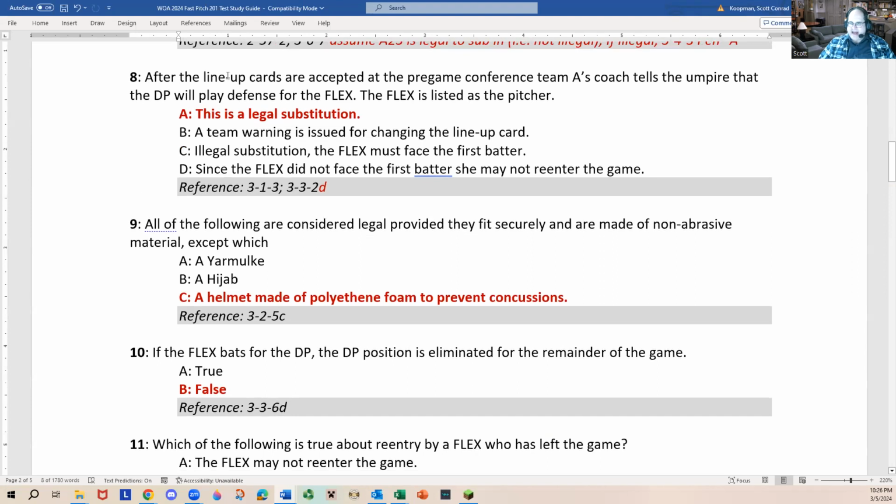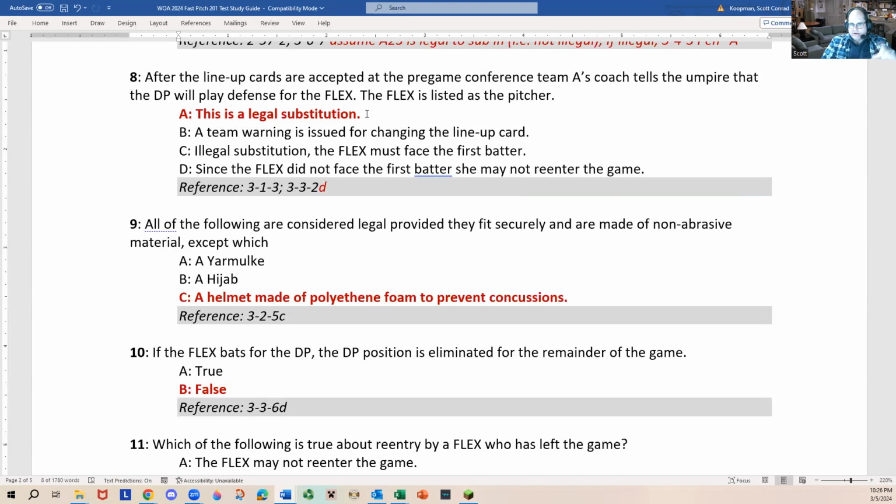Number 8, after the lineup cards are accepted at the pregame conference, Team A's coach tells the umpire that the DP will play defense for the flex. The flex is listed as the pitcher. What is this? This is a legal substitution. They gave you a lineup card. It had 10 people in the lineup: 9 batters, one of which is a DP. The 10th player is a flex. Non-batting, but in on the defensive side of the field.